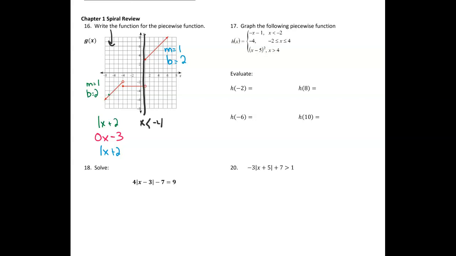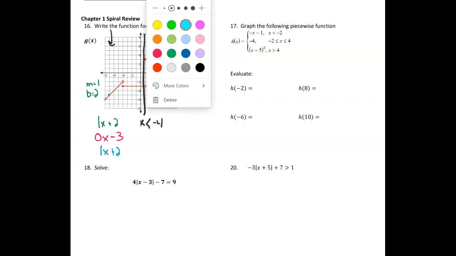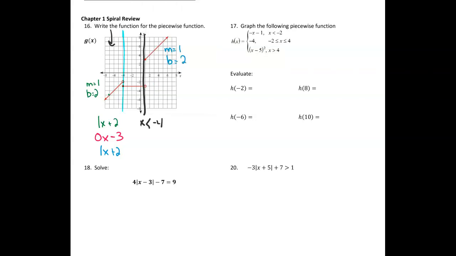My next one, I didn't mean to do black here, is in between the -4 and a 1. Oops. The -4 side is closed, so it's underlined, and the other side is not, so I'm going to not underline it. And then my last one here is to the right of 1. It's a closed circle, so I'll underline it, and that is my piecewise function.